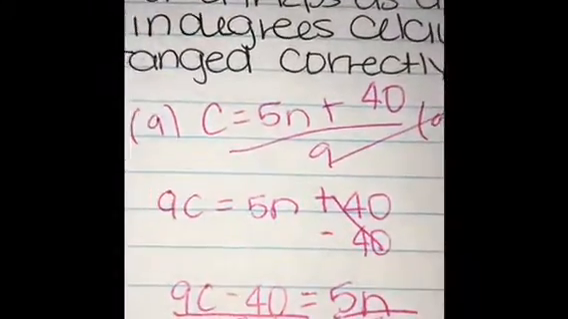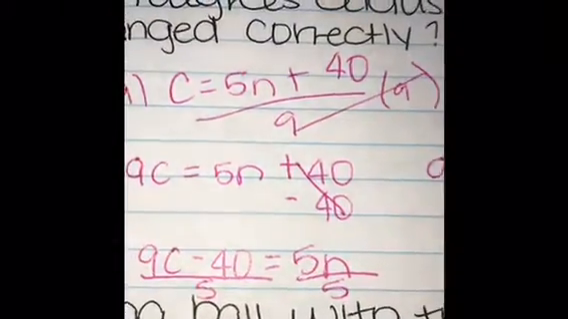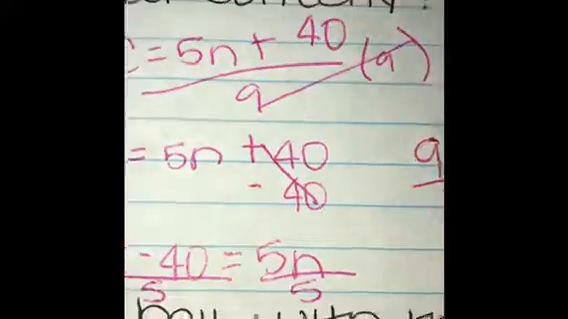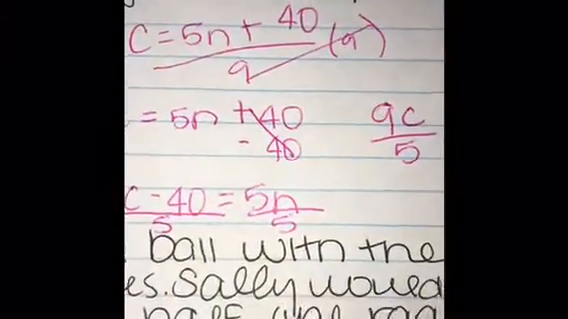So when we divide 9C by 5, we just get 9C over 5. And then we divide negative 40 by 5, we get negative 8. Okay, and then when we divide 5n by 5, 5 divided by 5 is 1, so it'll just be n.